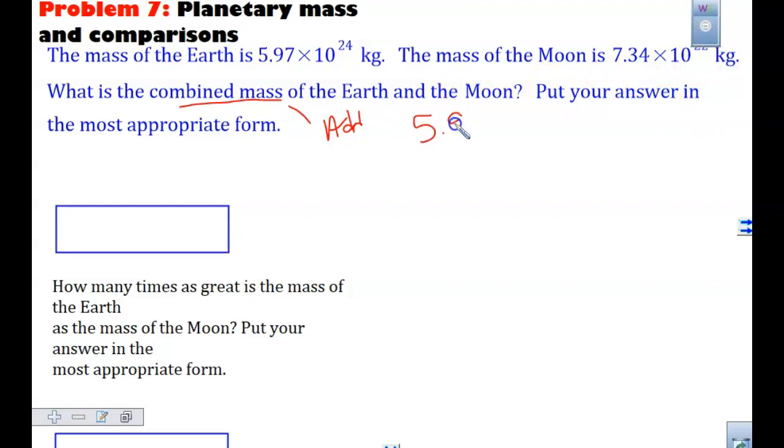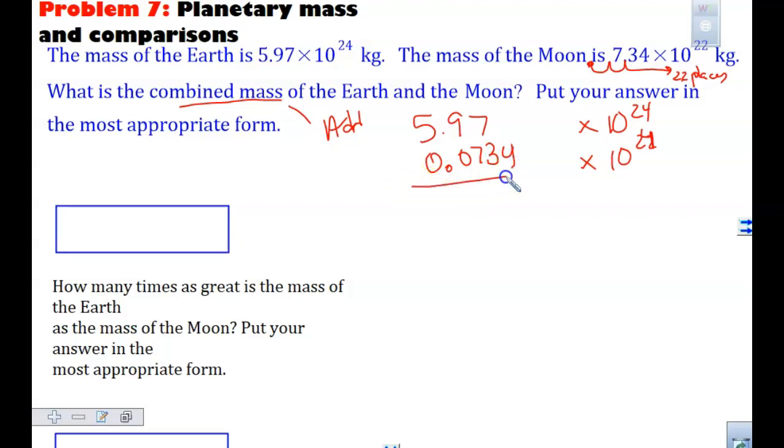So we're going to start with 5.97, and I'm going to put times 10 to the 24. Why do I want to leave room? Because I need to make sure that this 10 to the 22, which meant to move my decimal 22 places, now I have to move it 24 places, right? So I want to change the 22 to a 24. If I'm going to move it 24 places, that's going to be 23, 24. That means I'm going to have 0.0734. And I am adding these. I can only add when the power back here is exactly the same.